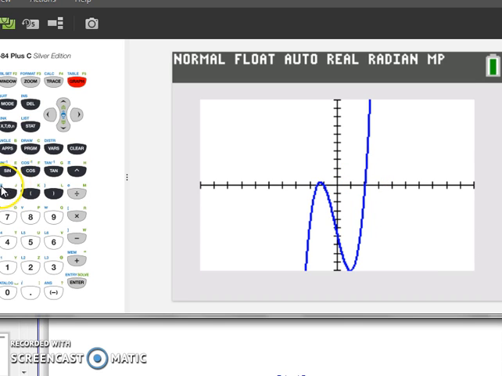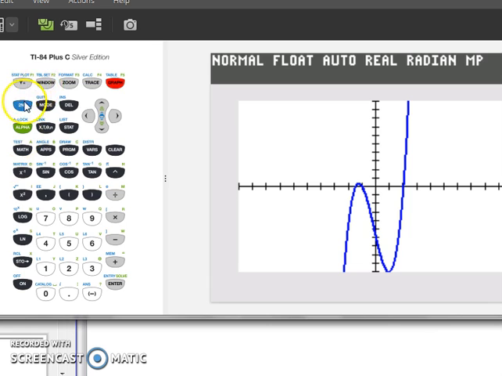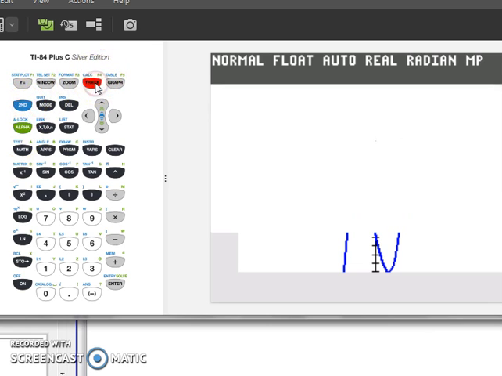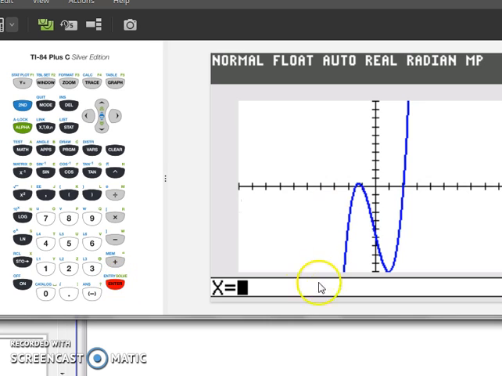So in order to check that, what we can do is you can hit the second button, and you can hit trace. And then number 1 says value. So if you click on the value, you can type in an x value you want it to check, and it will give you the corresponding y value.